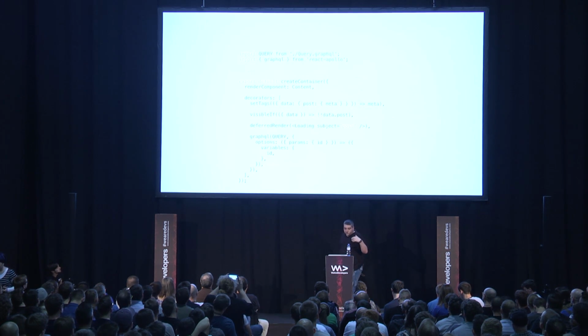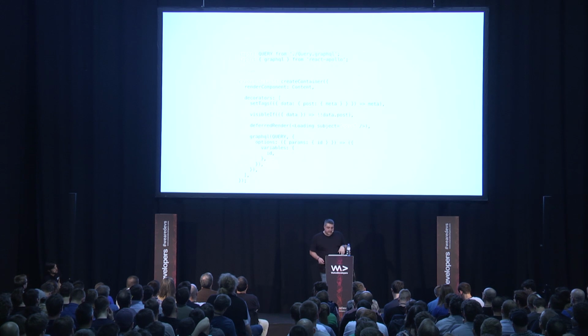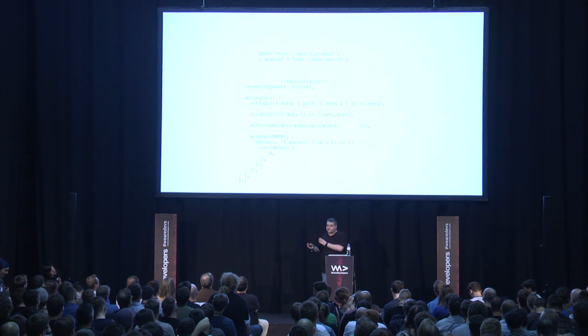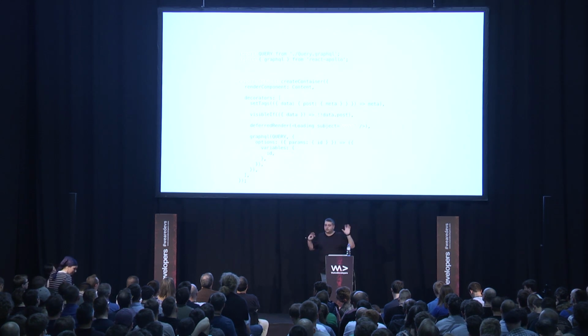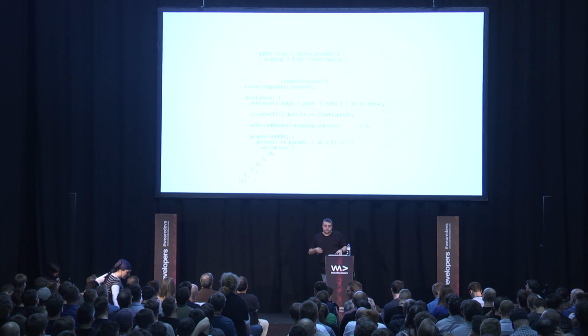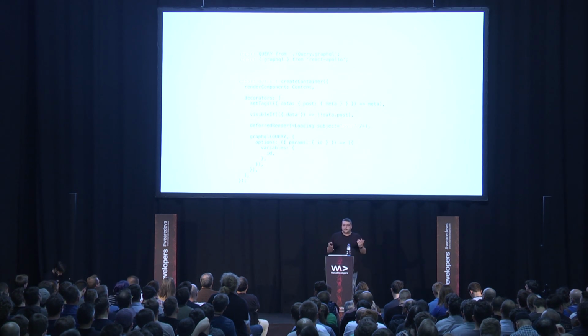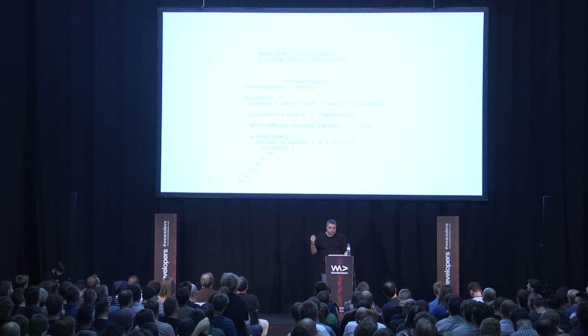This is how the page component looks. We have, again, create container. We have our decorators, like setting tags. It gets the tags from the post and sets all the metadata, like OG image, OG title, and so on. We have a visible if. For example, if you try to find a post which doesn't exist, we show a 404 page.